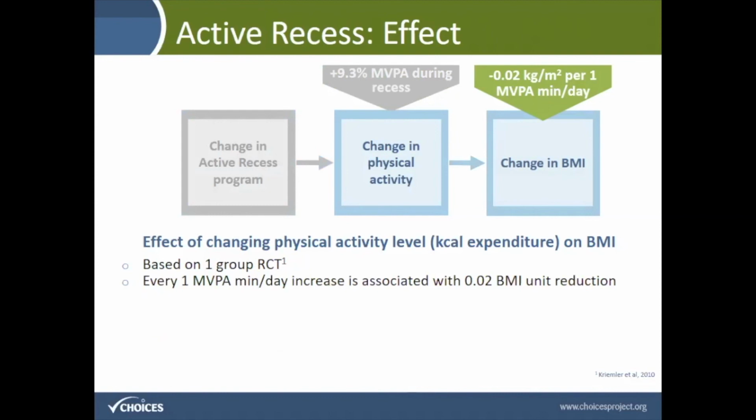So they found that a 1 minute per day increase in moderate to vigorous physical activity is linked with a 0.02 decrease in BMI units in kilograms per meter squared. And this allows us to multiply the change in moderate to vigorous physical activity that we expect from active recess by this estimate to get our estimated change in BMI.